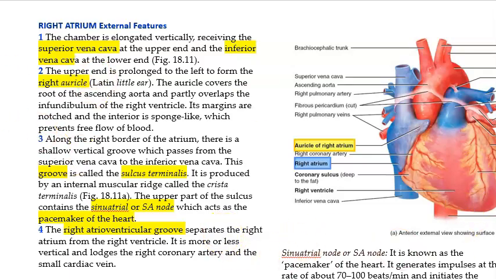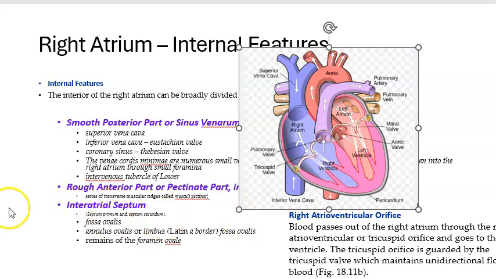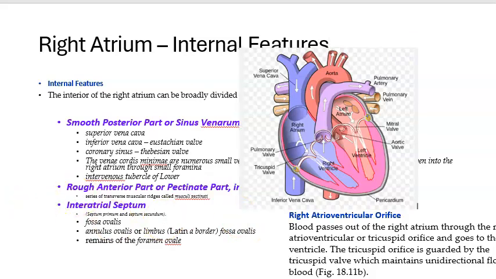Next, in the internal features of the heart, you have seen that in the posterior wall a lot of openings are there. The superior vena cava is opening. The inferior vena cava is opening via the Eustachian valve. The coronary sinus is opening through the Thebesian valve. Then you have a lot of venae cordis minimae, which drain into this, because that drains all the four chambers and then opens into the right atrium finally. So the right atrium has so many openings, you can understand, correct? So the posterior wall has all those openings.